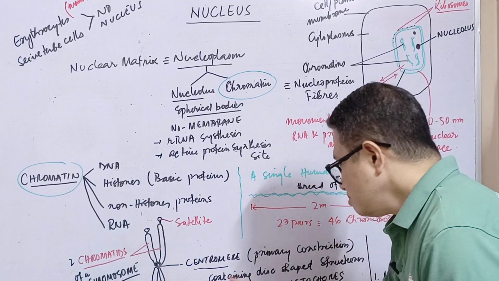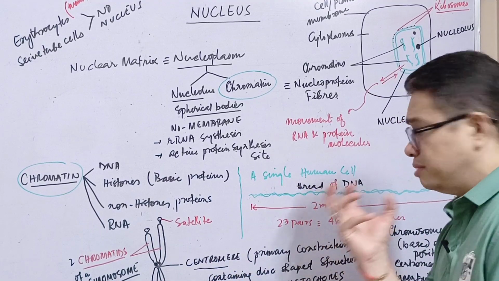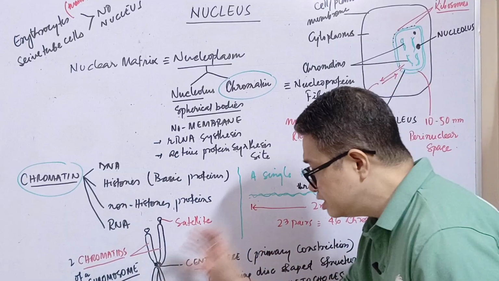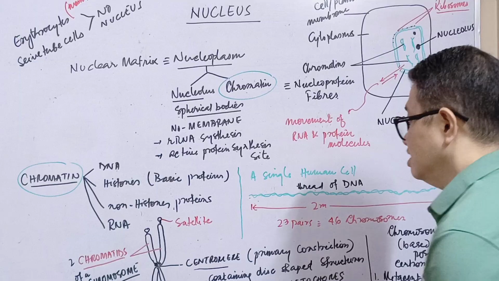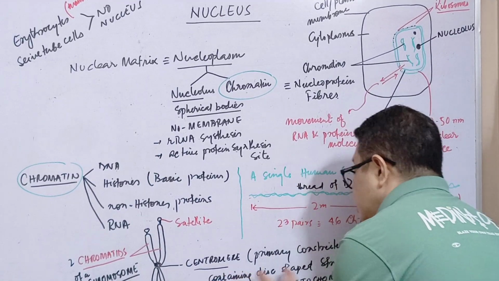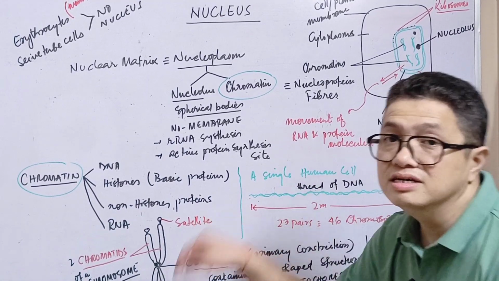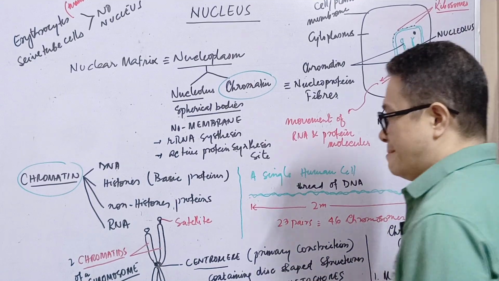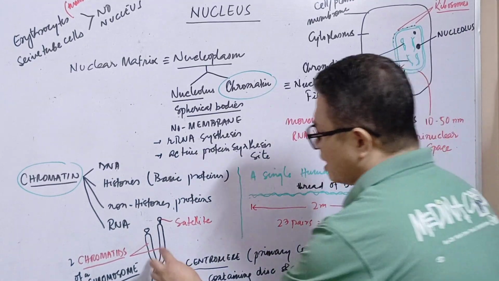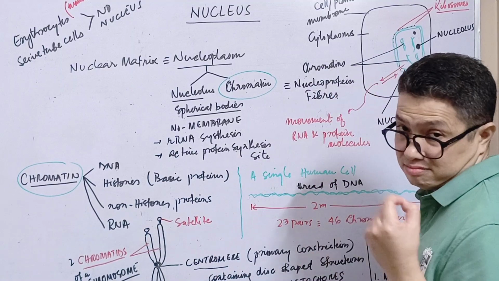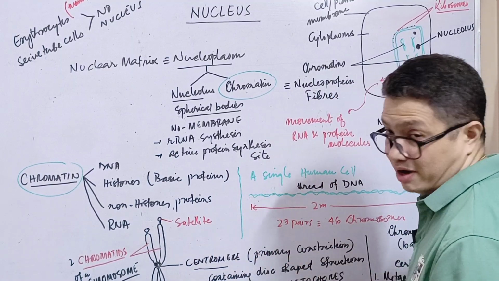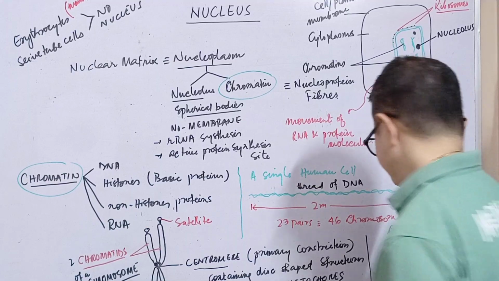Then this centromere again contains a disc-shaped structure. इसी में एक disc-shaped structure है. It is called kinetochores. Right? So kinetochores are disc-shaped structures that are present in the centromere. Sometimes at the top of the chromatids, we find a satellite, a bulb-like structure above the chromatids.